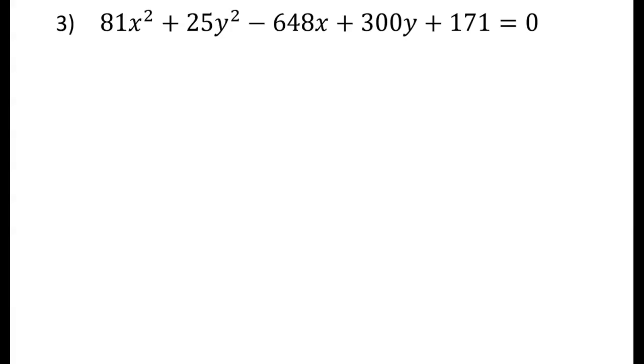We're going to complete the square exactly like we did with circles. So, what should I do first here? Group the x's. So I have 81x squared minus 648x plus 25y squared plus 300y. And what am I going to do to that 171? Subtract it to the other side.